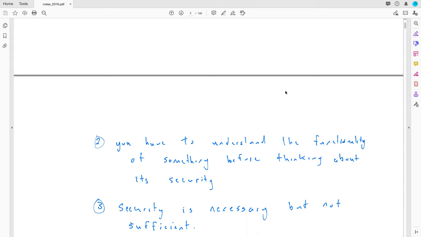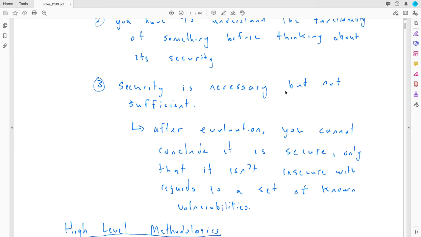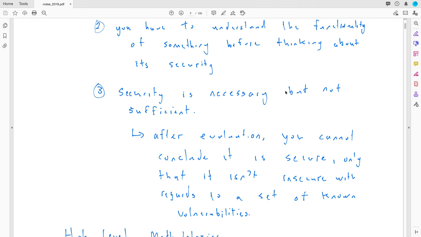Okay, so having some in-depth knowledge makes it hard as well. The final point is kind of the most philosophical point I'll make in the whole course, but I'll just state it. Security is necessary, but not sufficient. What does this mean? It means that you will never be able to say that something is secure. All you can say at the end of the day is, I know about all of these attacks and it's secure against these attacks.